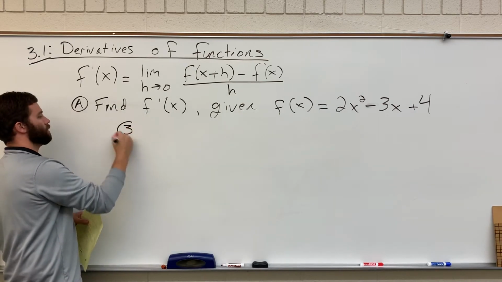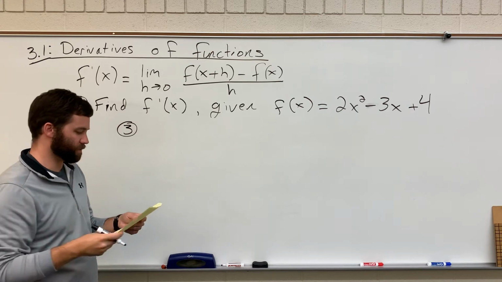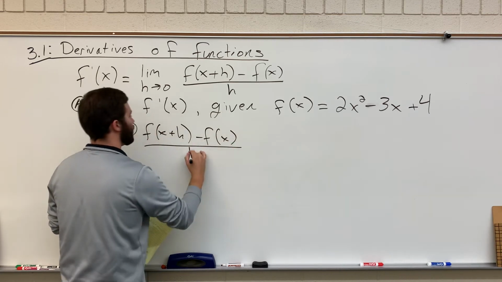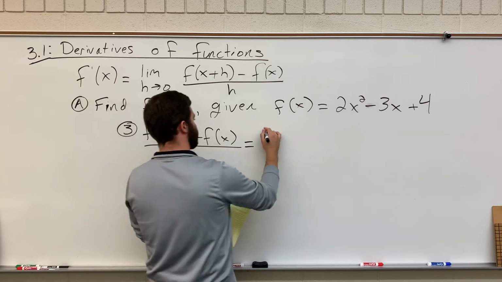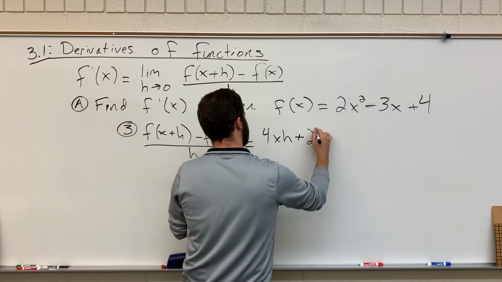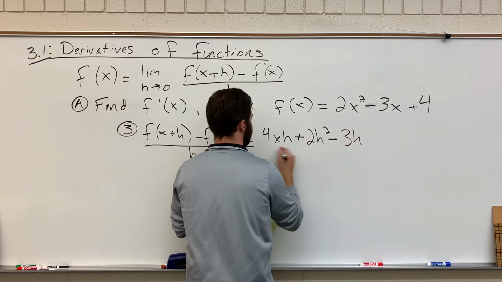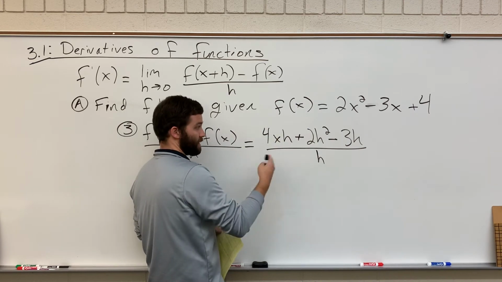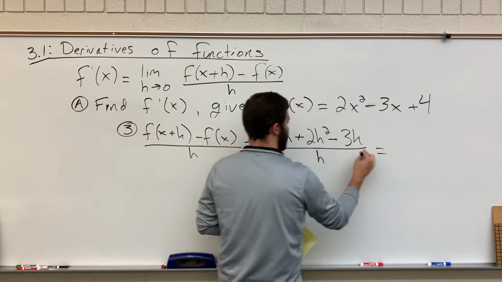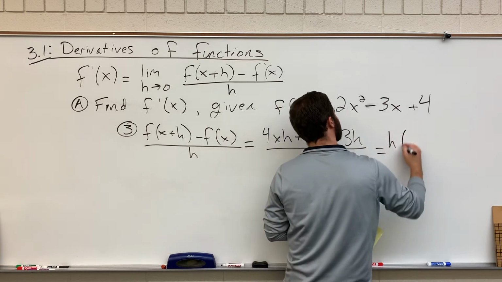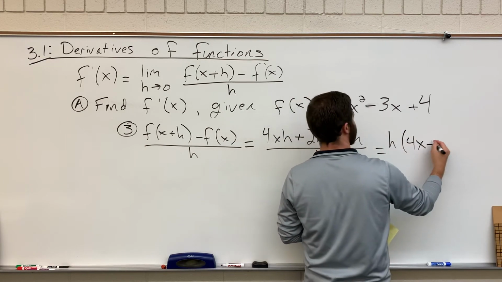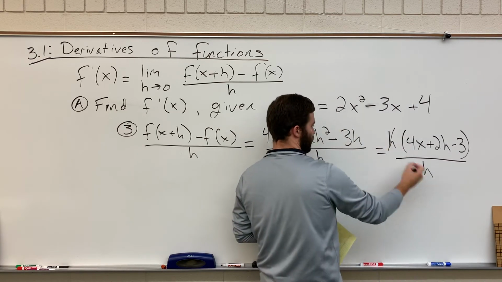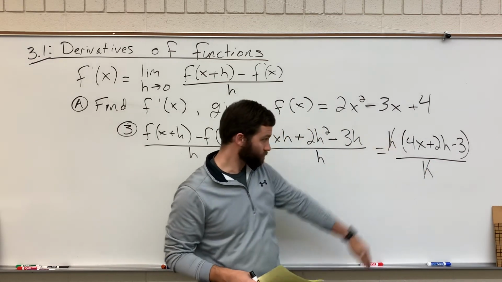Okay, so here's step 3. Step 3 says take the fraction, right? So take f of x plus h minus f of x, what we just computed, and divide that by h. So that will be this expression here, 4xh plus 2h squared minus 3h all over h. I made sure that I had an h in each expression when I got done with step 2, and I did. So now I'm going to factor an h out of each term here. So this will end up being h times (4x plus 2h minus 3), all divided by h. H over h simplifies to 1 over 1, so I'll be left with just this expression here for step 3.